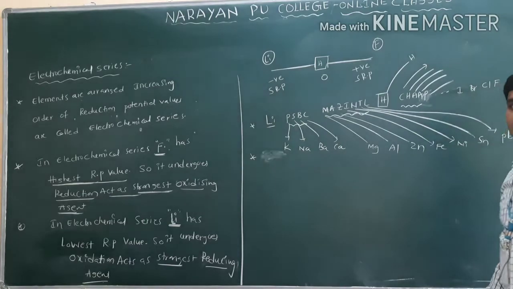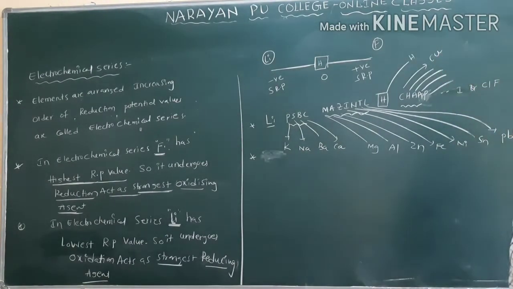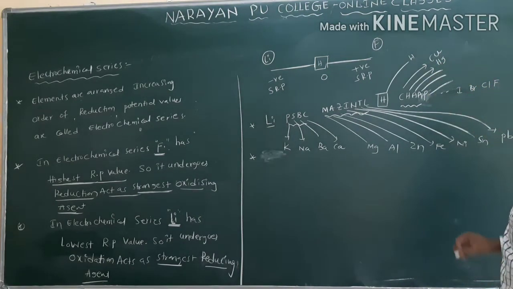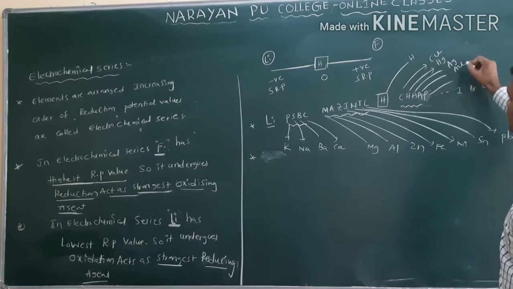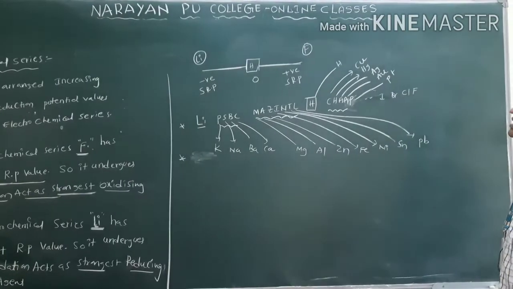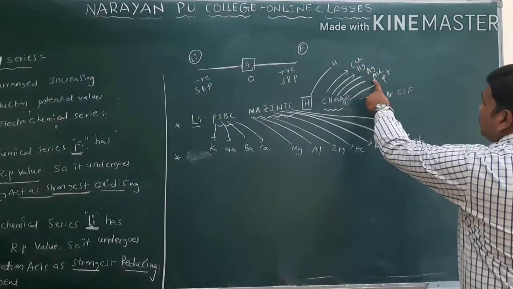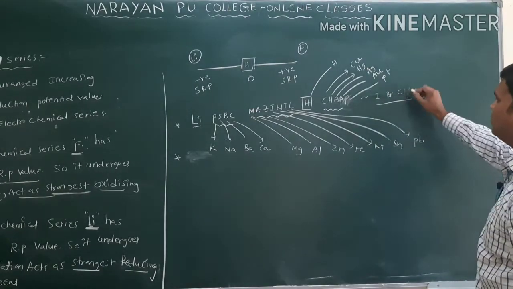Now the next one we have is CHAAP. What is C here? C means copper. What is H? H means mercury. Next, A represents silver. Next, A represents gold. Next, P represents what? Platinum. CHAAP: copper, mercury, silver, gold and platinum. What is next we have? Halogens are there. What are the halogens we have?